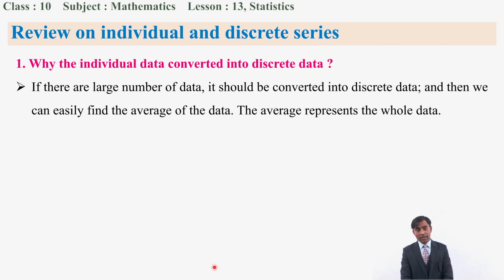Look at here, it's written. If there is a larger number of data, it should be converted into discrete data, and then we can easily find the average of the data. So the average represents the whole data. That average is for the whole data, whether it is calculated from individual form or by discrete form, right?